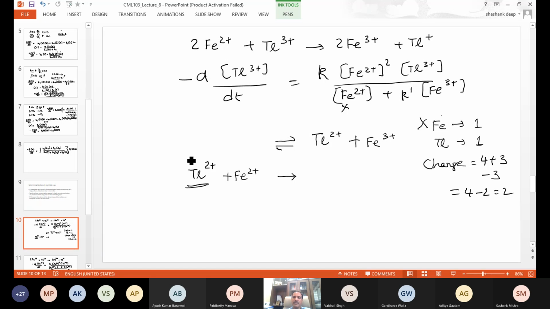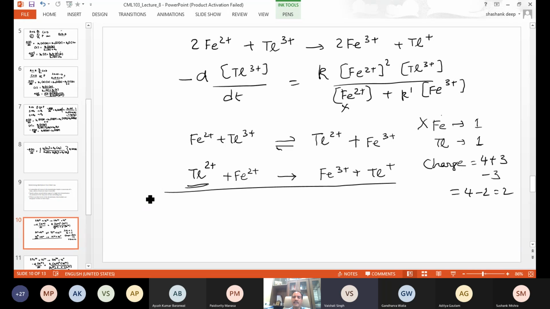Now tell me what should be here. Can you tell me? Sir, Fe2+ plus Tl3+. Tl3+. Yes, that's all. That's how you write a mechanism. What will be formed here? Tl+ plus Fe3+. Fe3+, Tl+ plus Tl+. You know the product, so add it. Do you get this thing?